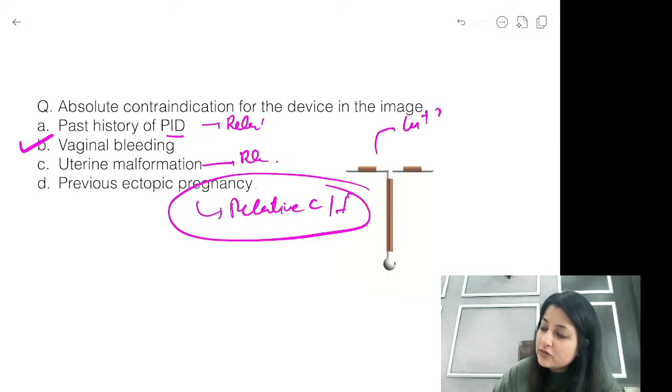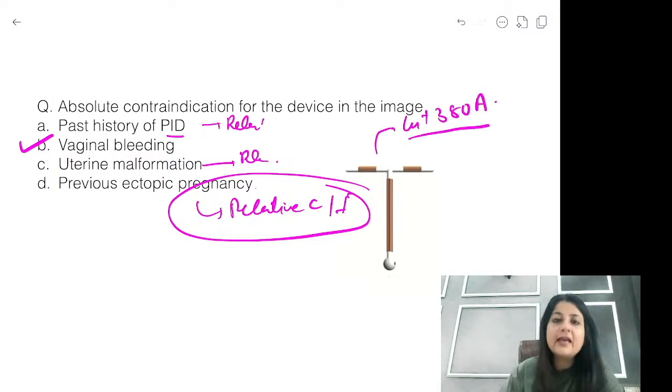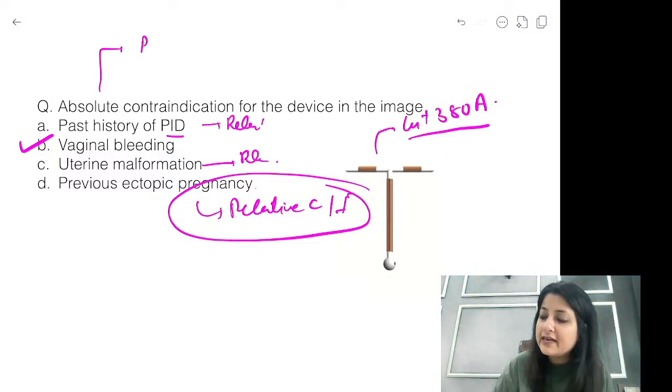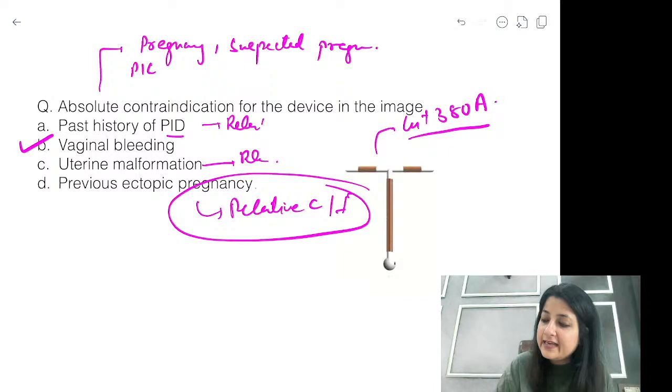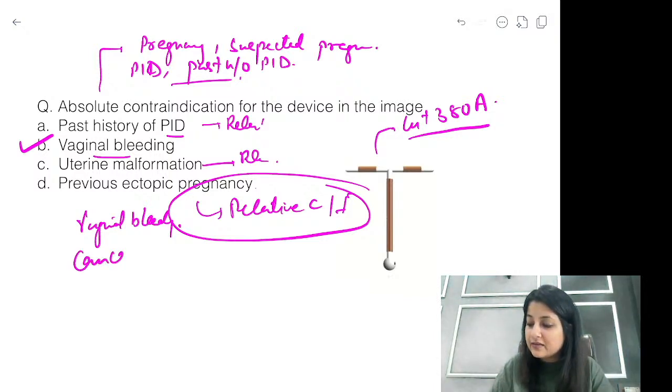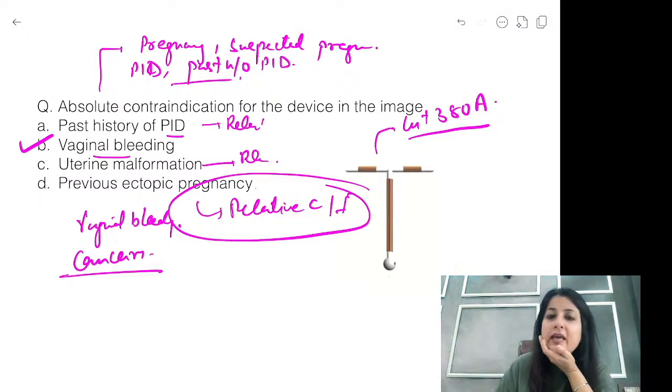And this is which one, guys? Copper T 380A. This you have to know. Completely T-shaped. What are the absolute contraindications? Pregnancy, suspected pregnancy. Then PID, current PID. Then vaginal bleeding of undiagnosed etiology. Not uterine malformation, but cancers, uterine cancers. That is important, everybody.